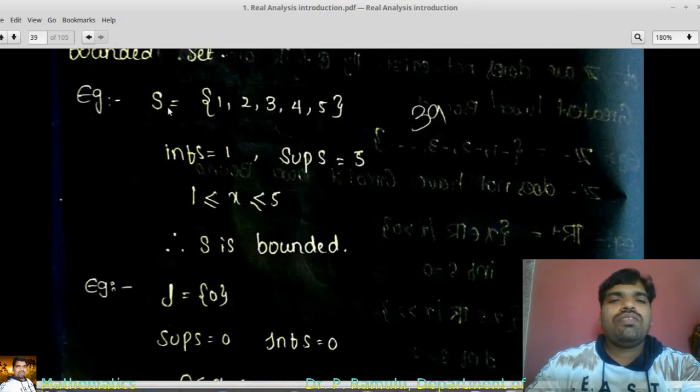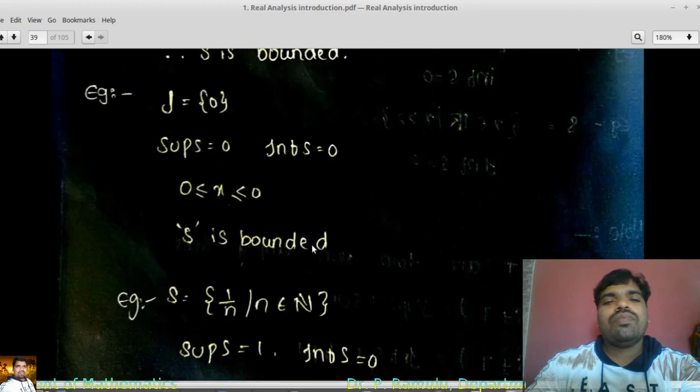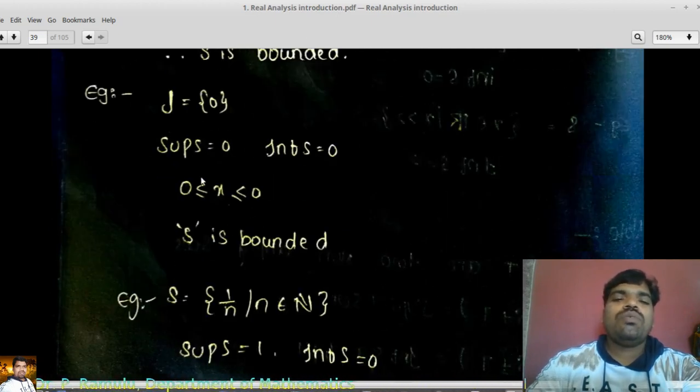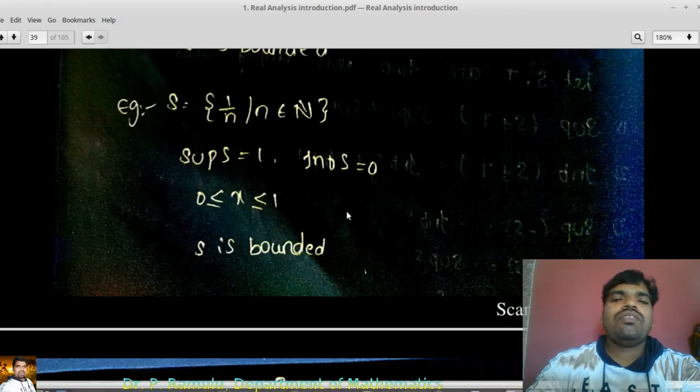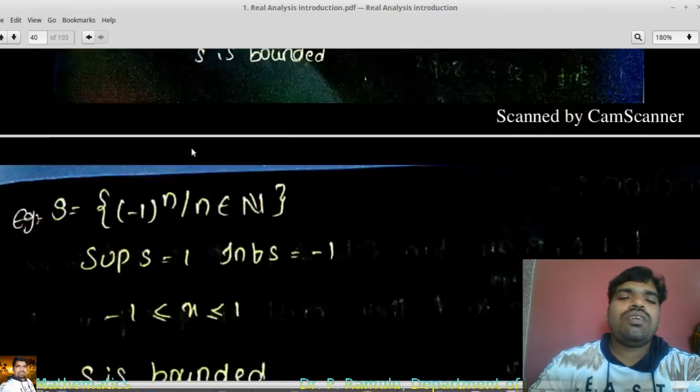So for example, S is equal to {1, 2, 3, 4, 5}. What is the supremum? 5. The infimum is 1. Therefore 1 is less than or equal to 5. So this is k2, this is k1. Okay, S is bounded. If S is equal to a single element, say S is equal to {0}, the infimum is equal to the supremum, 0. Therefore both are the same, and S is bounded. If S is equal to {1/n}, the infimum is equal to 0, so this set is bounded.